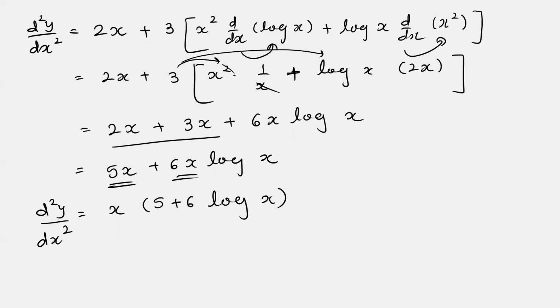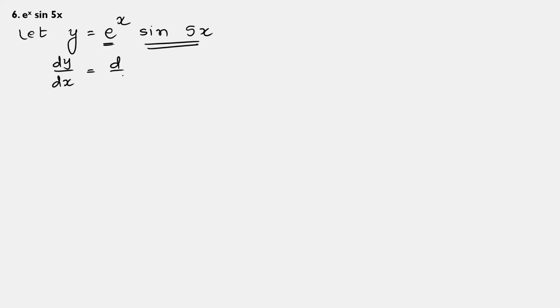Let's do the next question. Next one. Naming ceremony. Let y = e to the power x sin 5x. Again, we can see two separate functions are in multiplication. Product rule will be applied if I'll do differentiation on both sides. Let's do that.